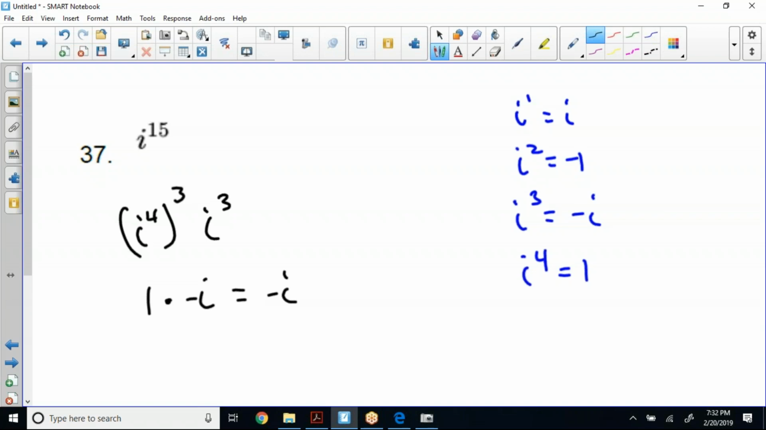How many times will 4 go into something? It'll go into it evenly, which means no remainder, so the answer is 1. Or it goes into it with a remainder of 1, which would just be i. A remainder of 2 would be negative 1. A remainder of 3 would be negative i. Boom, that's it. That's all you're looking at.